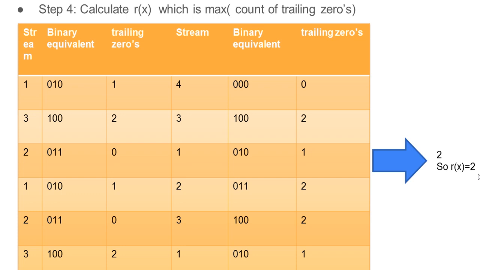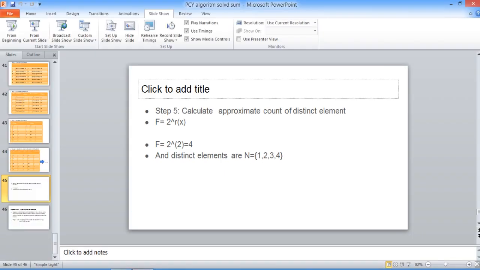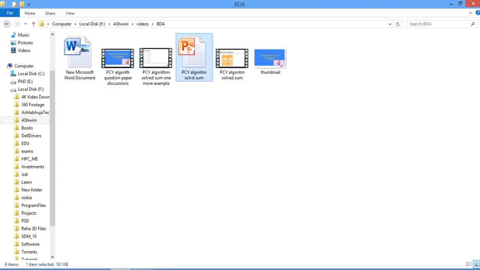So what is our R of x? 2. So what is the final thing? To calculate the approximate distinct count, what will you say? 2 raised to 2, that is 4. And you know which are those elements? It is 1 2 3 4. Okay, so this was all about our FM algorithm. The only catch I want you to understand is such questions can come.